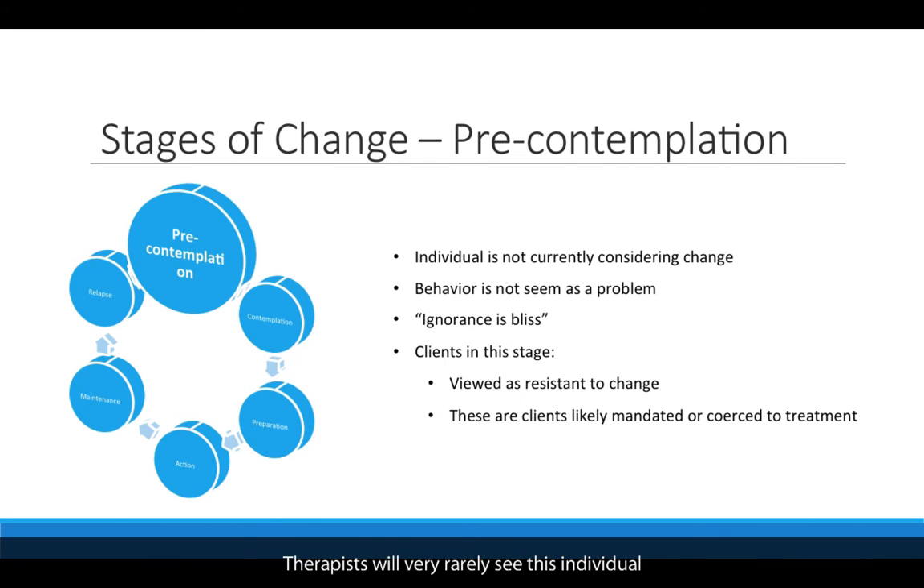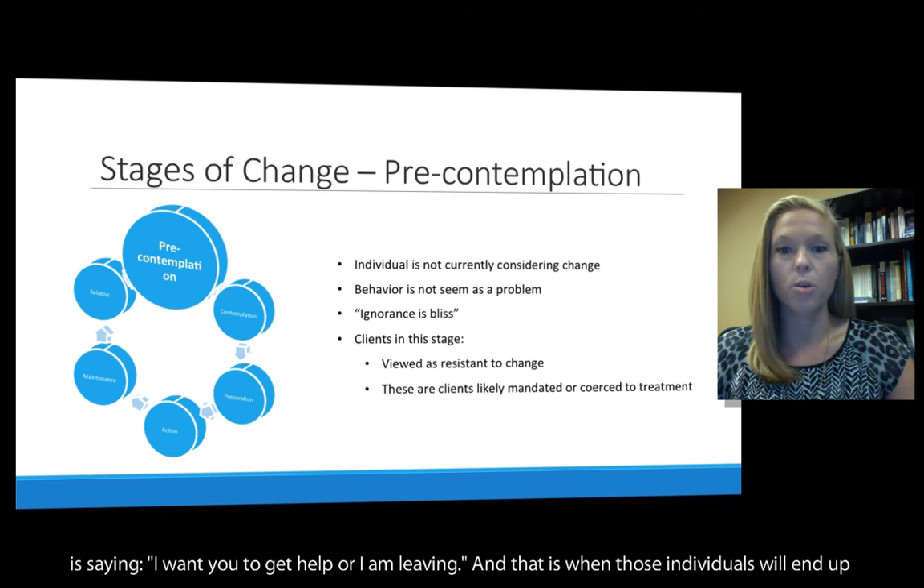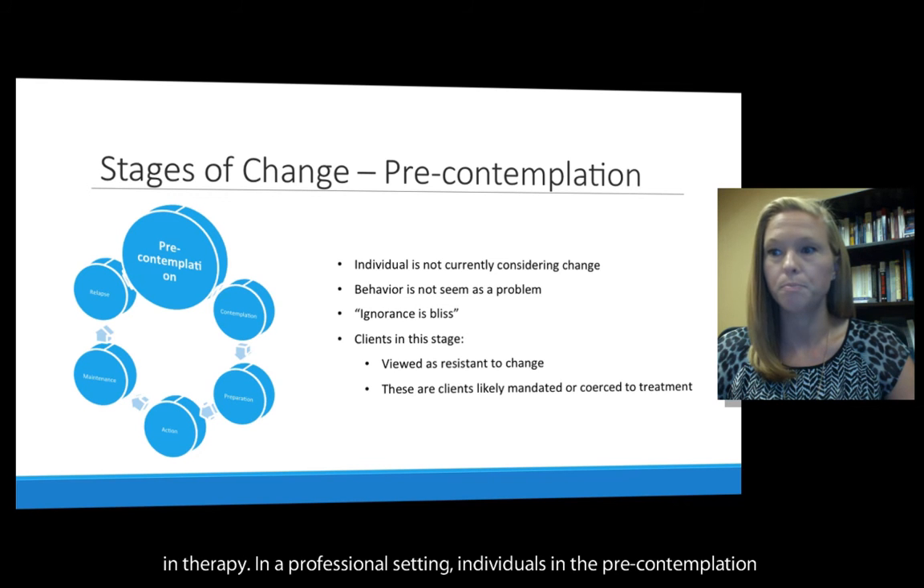Therapists will very rarely see this individual in treatment on their own accord, meaning that it's highly unlikely that this individual is coming in and saying, "I want help, I need the help." What's more likely to happen is that we see individuals in the pre-contemplation stage whenever they've been mandated by either courts or other organizations. Also, we see this a lot with families where either a parent is saying, "You're going to treatment, I don't care what you think," or someone in a marriage, the partner is saying, "I want you to get help or I'm leaving." And that's when those individuals will end up in therapy.